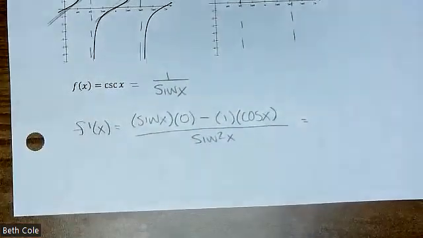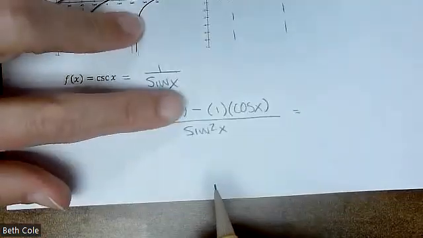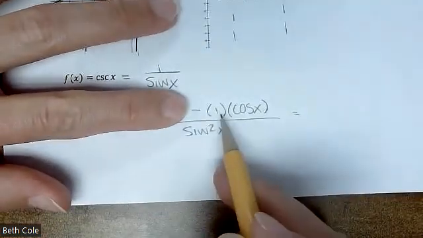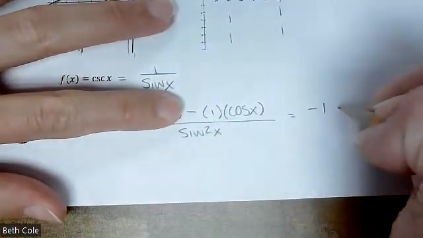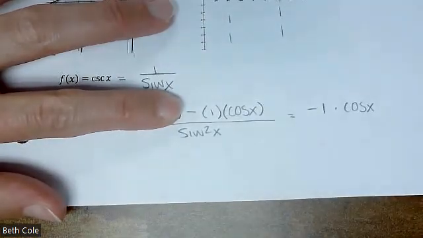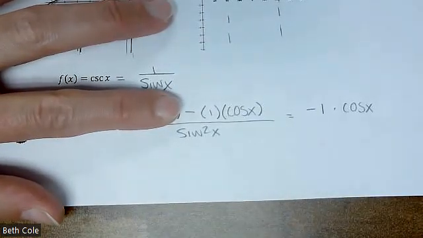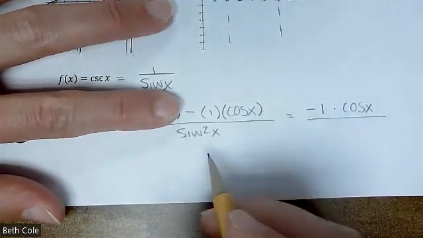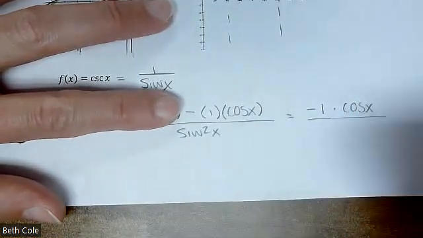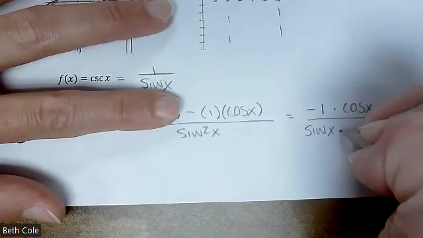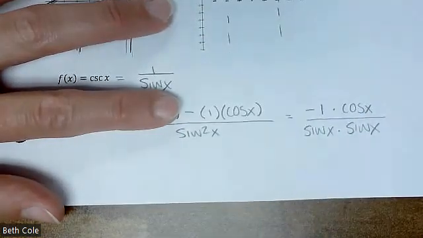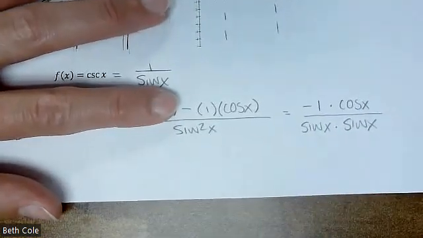Now I am going to clean that up a little bit. This part's gone. So what I really have in the numerator is -1 times cosine. And yes, I want you to write it that way because you'll see where I'm headed with this. And then sine squared. Oh, this is what I was actually just talking about. That's sine times sine. So just write it twice.